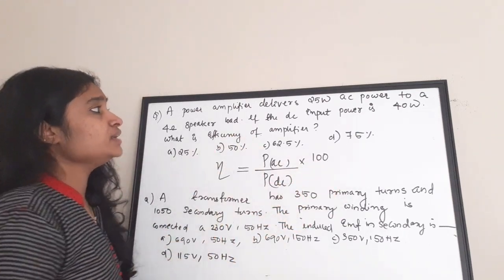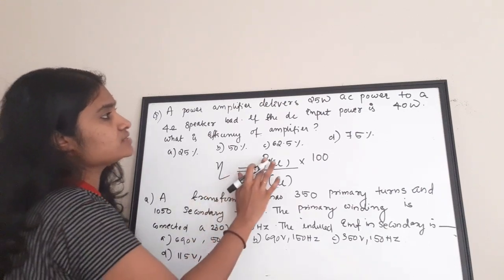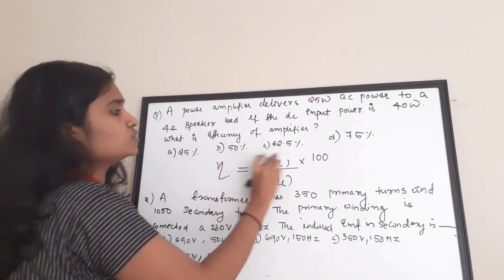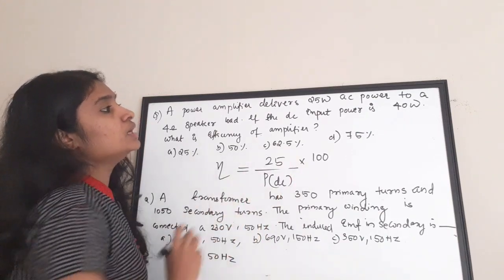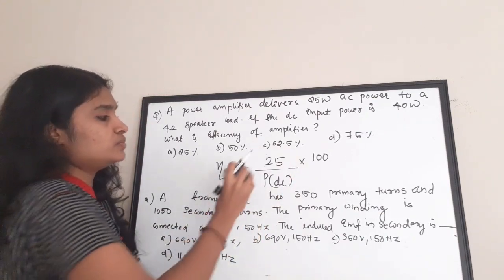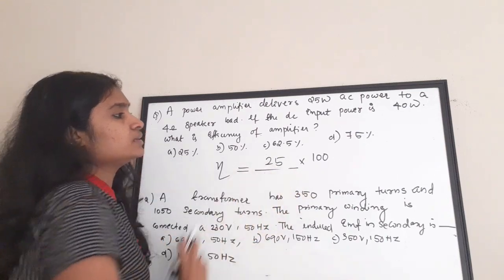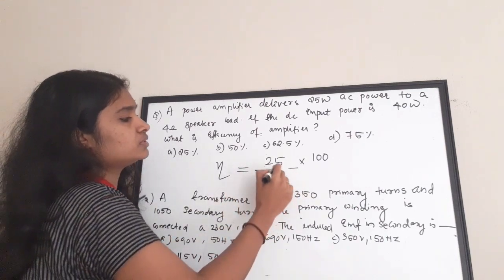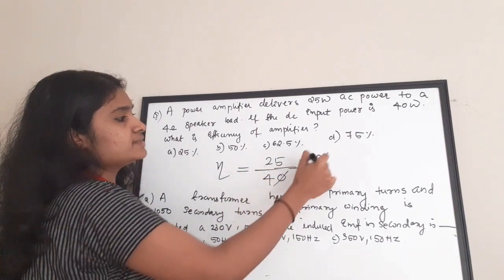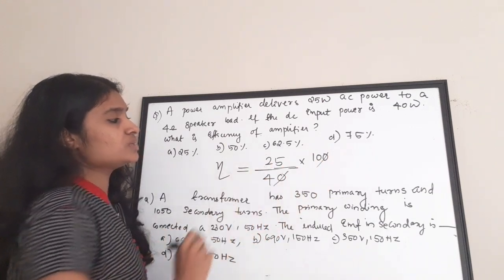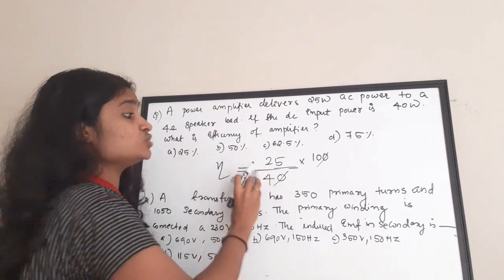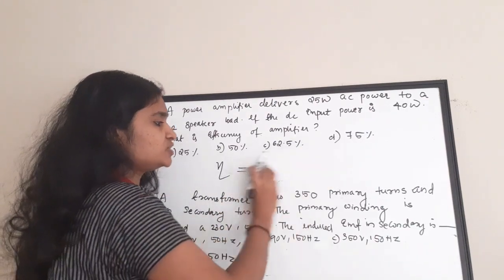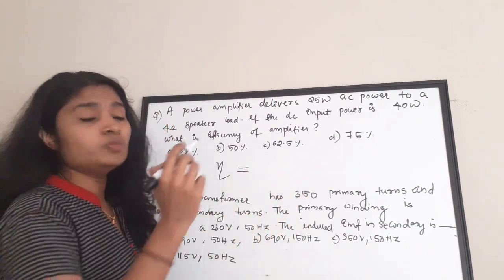Okay, so what is the value of AC power? It is 25 watts, right? So, 25. What is the value of DC input power, which is 40. So, cancel this, and 25 by 4 is 6.25, into 10 is 62.5 will be your efficiency, and it is 62.5%.